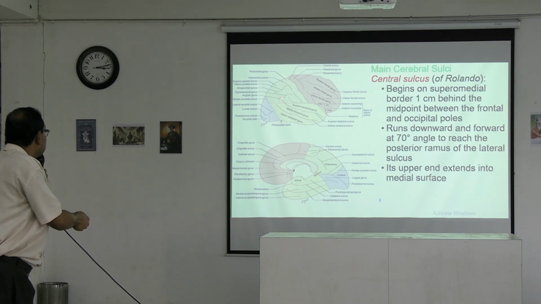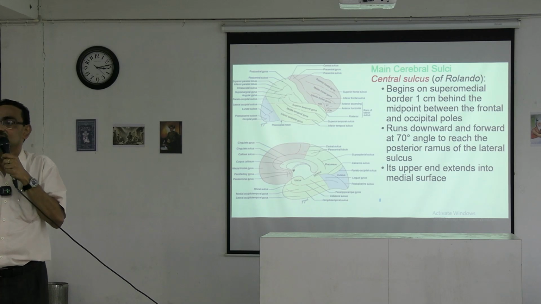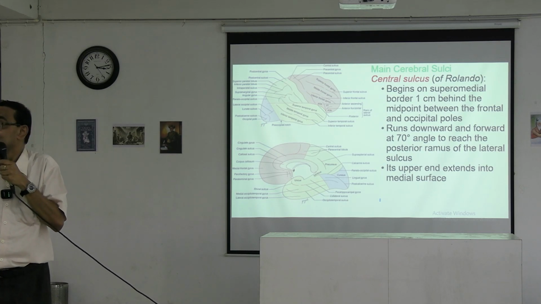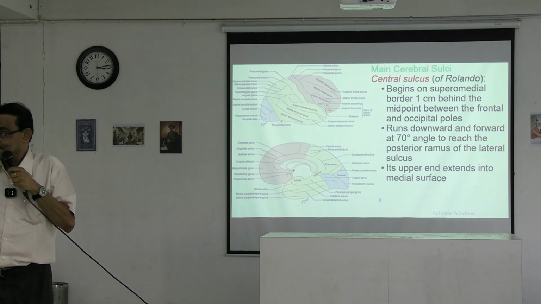Because the area 18, area 19 is affected, or from area 18 and 19 actually the input is given to the visual association area, that is to area 39, the angular gyrus.